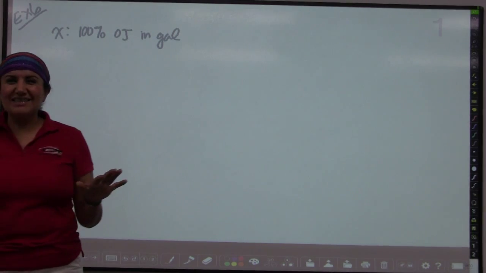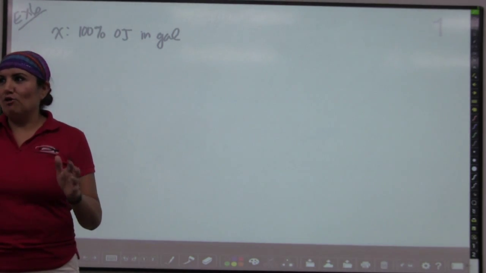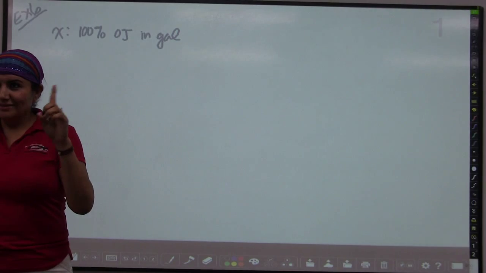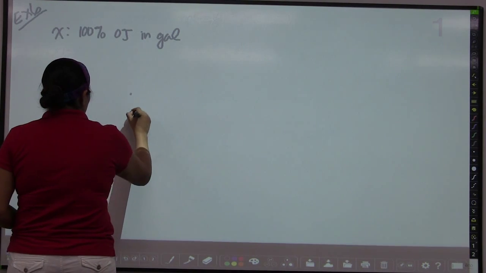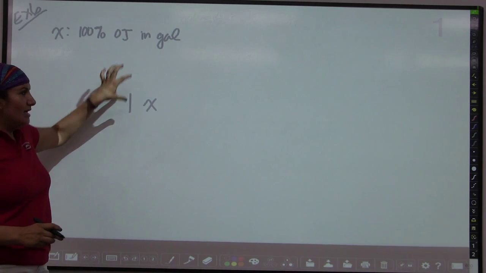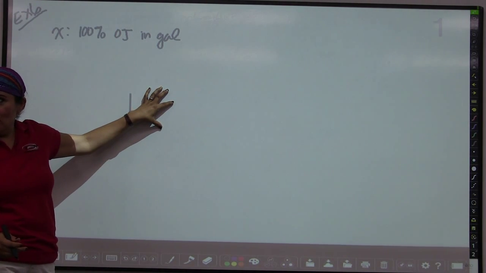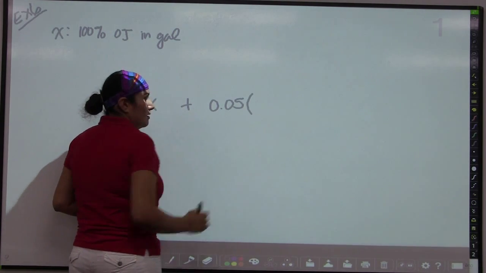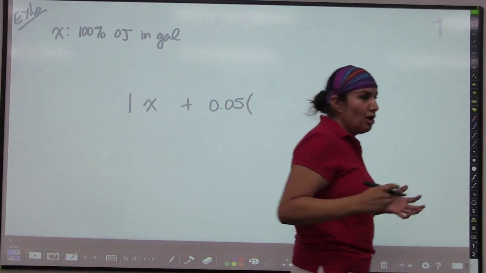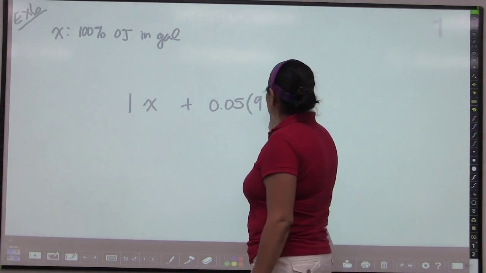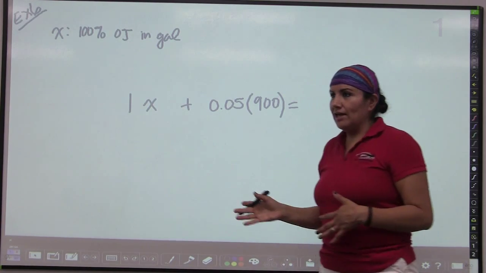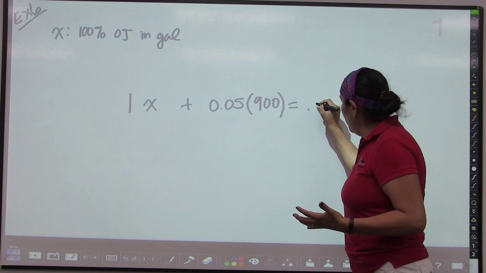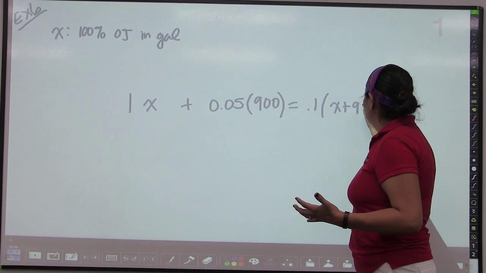Now, this is what's weird, okay? If I say 5%, I think you all know that that's 0.05. For some reason, you guys forget that 100% is 1. So we're going to say 1x, which means 100% times how many gallons that is, which we don't know yet. And we're going to add that to a 5% of how many gallons? How many gallons does he already have? 900. In the hopes that at the end of the day, he's going to end up with a 10% solution, 0.1 times x plus 900.